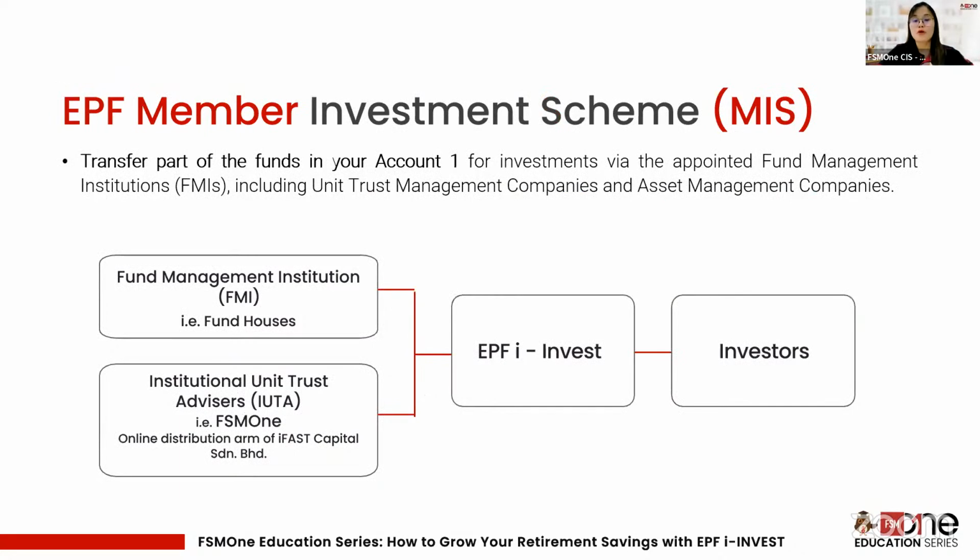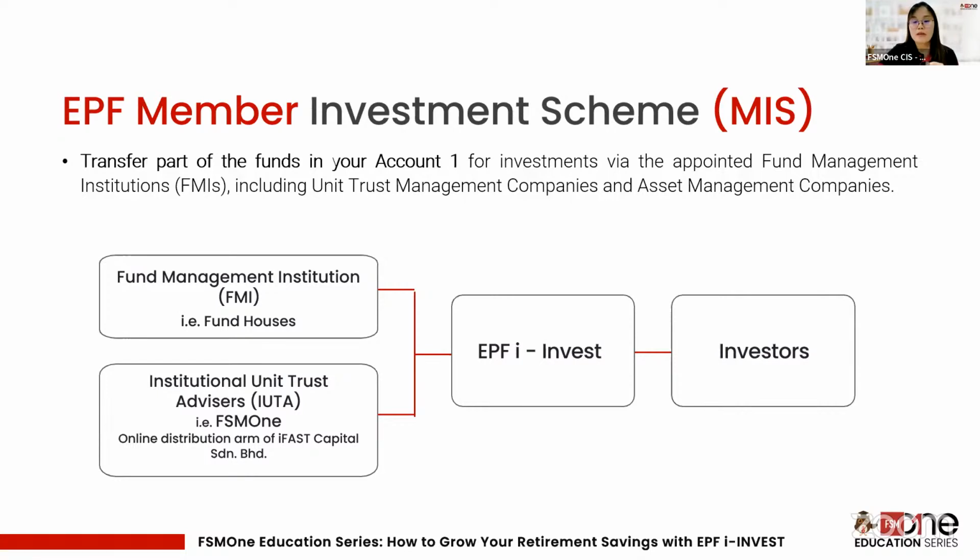There's a way, through EMIS, which is the EPF Member Investment Scheme. Members have the option to diversify their retirement saving by investing a portion of account 1 saving into unit trust funds. Members who have sufficient saving can transfer a portion of their account 1 saving for investment via the appointed fund management institution, FMI, such as the fund house, or institutional unit trust advisor, IUTA, such as FSMOne, our online distribution arm of iFast Capital Sdn Bhd.